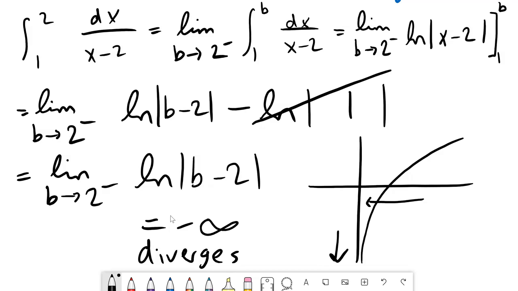And that's basically all the work you have to show. You evaluate the integral first, then evaluate the limit, and show that it is infinity or negative infinity, and just state that it diverges. If it's a number, then you know it converges. You can state it converges and write what it converges to. For example, maybe it converges to 0. So let's look at another example.